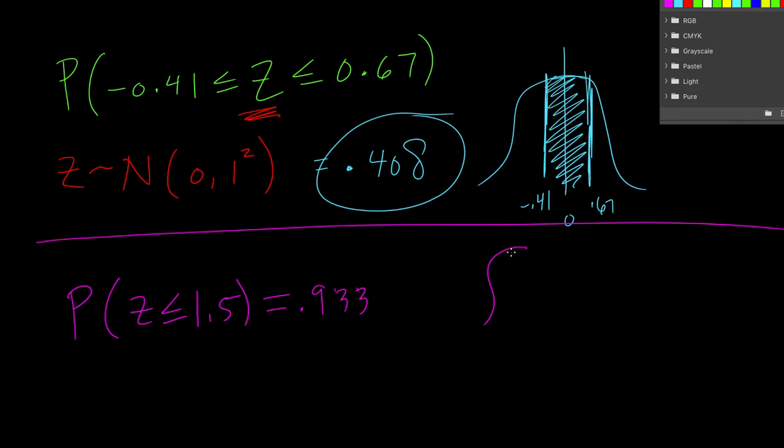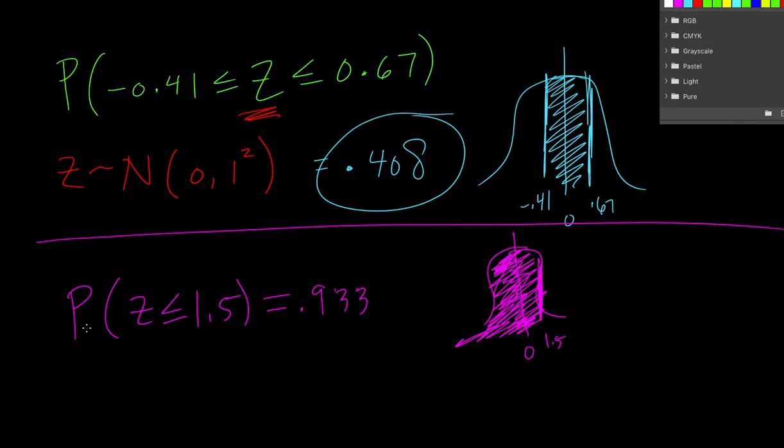Once again, what we're looking at is we're centered at 0. 1.5 is somewhere over here. We shade everything below that, and that takes up about 93% of the area, so we get a probability of 0.933.